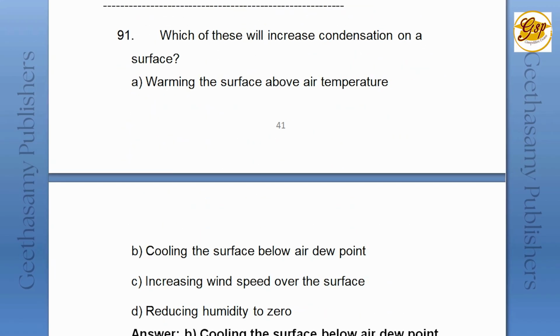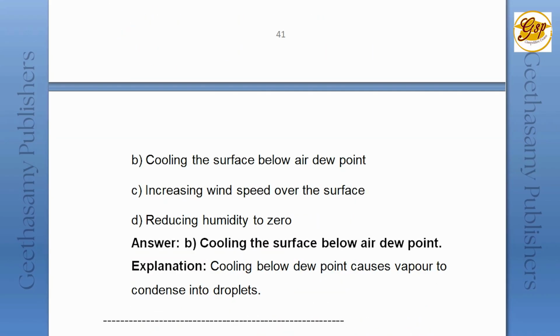91st question. Which of these increases condensation on a surface? Warming the surface above the air temperature, cooling the surface below the air dew point, increasing wind speed over the surface, or reducing the humidity to 0. The correct answer is B, cooling the surface below the air dew point. Cooling below the dew point causes vapor to condense into droplets.